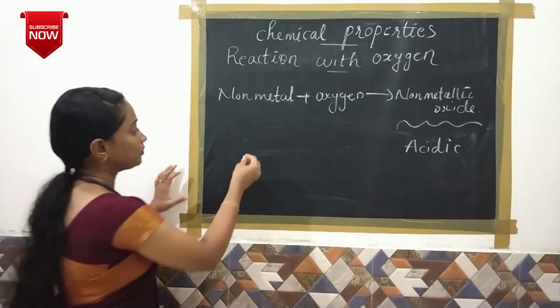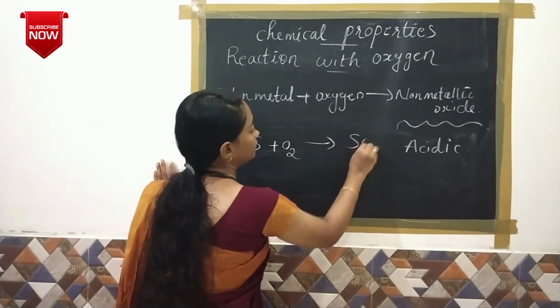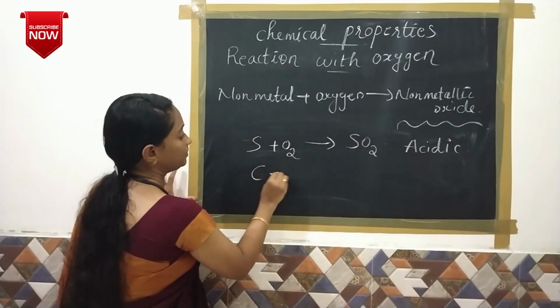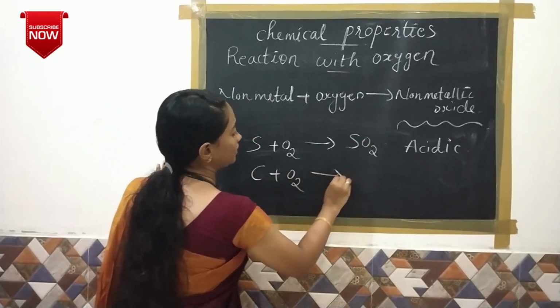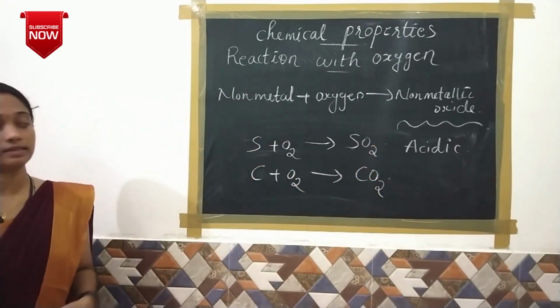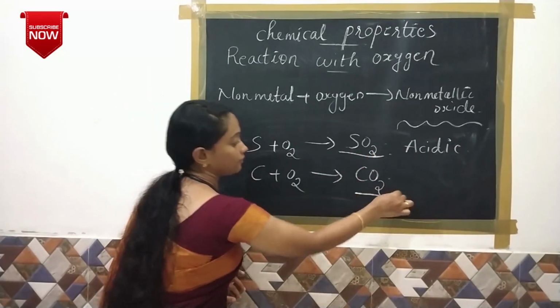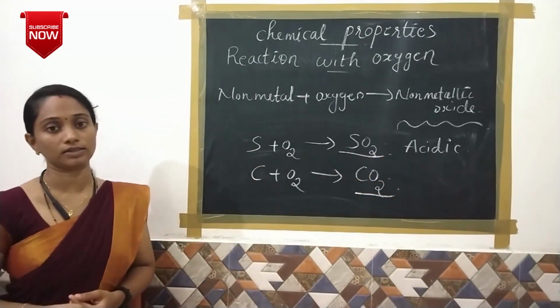For example, sulfur plus oxygen gives sulfur dioxide, and carbon plus oxygen gives carbon dioxide. So we can say any non-metal reacting with oxygen gives a non-metallic oxide, that is sulfur dioxide and carbon dioxide.